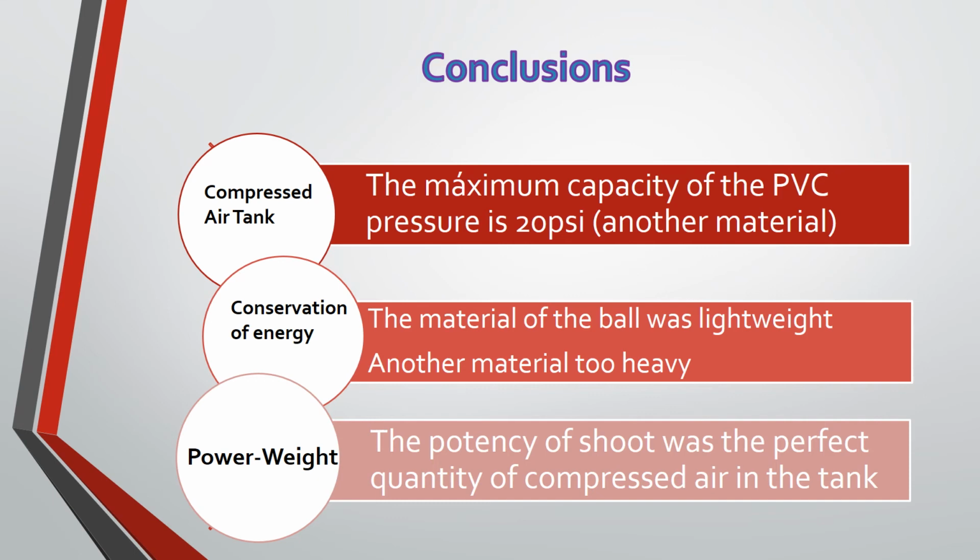Second, the conservation of energy. The material of the ball was lightweight, unlike another material that is too heavy. This is related with the other point because more pressure was needed to shoot a heavy object, and it doesn't have the necessary potency. And third one, the power weight. The potency of shot was the perfect quantity of compressed air in the tank. As I said, my prototype of compressed air cannon was designed to shoot a tennis ball, and this allowed me to have a nice shot when trying with this projectile.